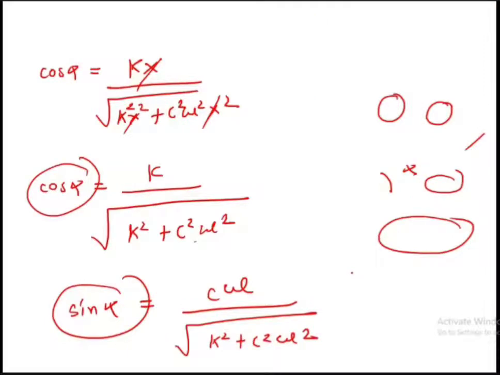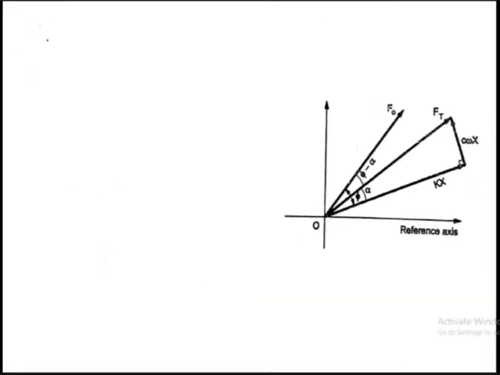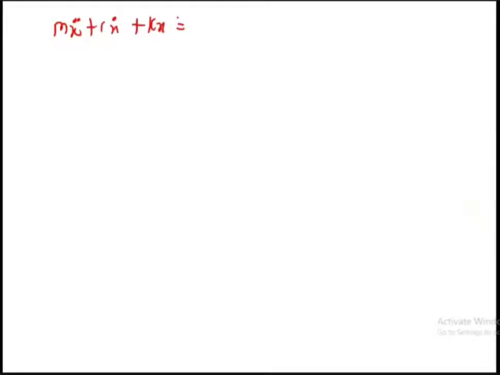Now, what is our basic equation? The basic equation of forced vibration is m x double dot plus c x dot plus k x is equal to F0 sin omega t. Let me call this equation number 2. This is the basic equation which we derived in the first lecture.